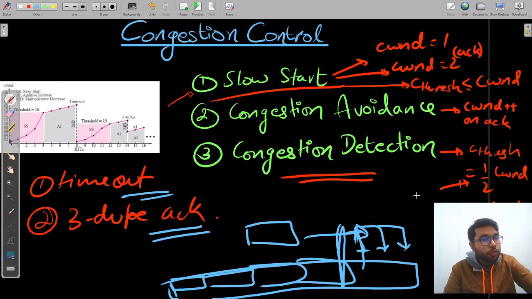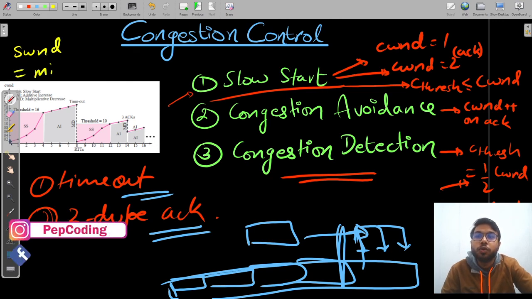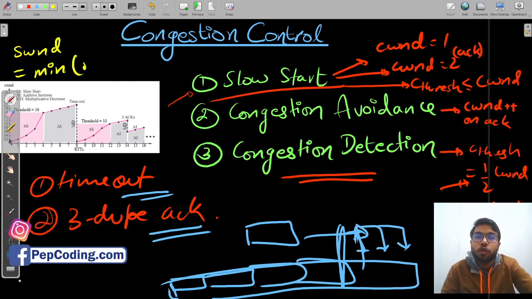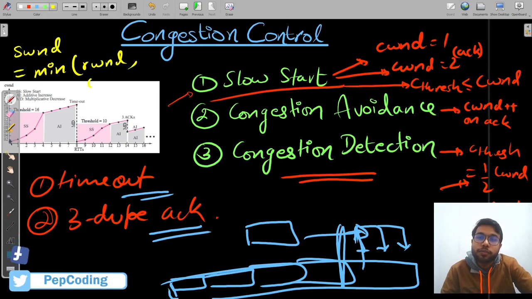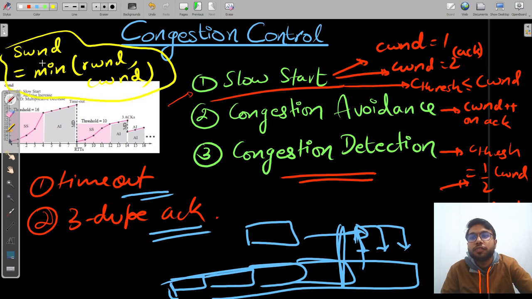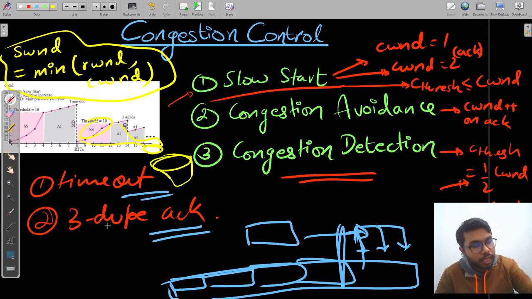For all this to make sense, you must always remember that your sender window is equal to the minimum of the receiver window and the congestion window. To make sense of this, again, remember our tap example. Not more than what your pipe can carry, not more than what your bucket can receive. All right, let's meet in the next lecture.